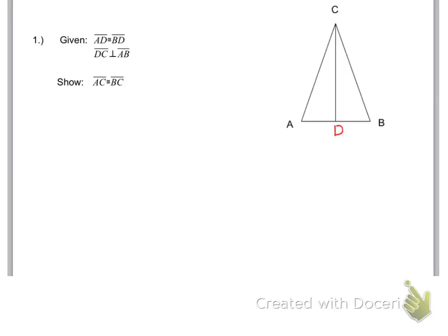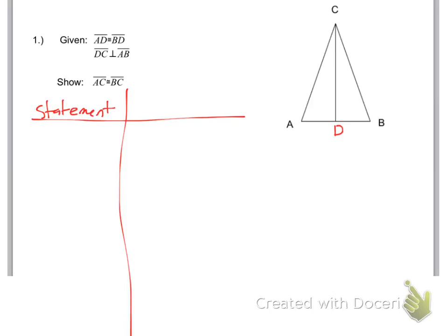Are you ready? First thing I should always say that you should do is on your paper, redraw anything they give you. Because that way you can mark on it. Number 2, I want you to make 2 columns. The first column, you put statement. And the next one is reason.